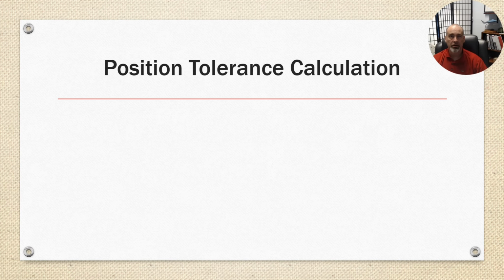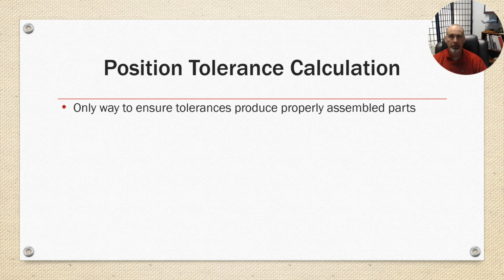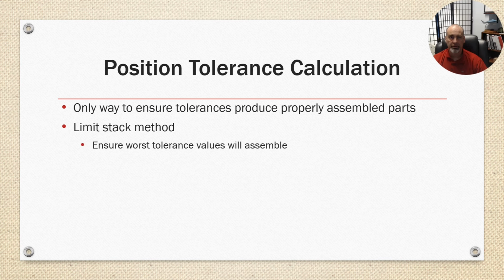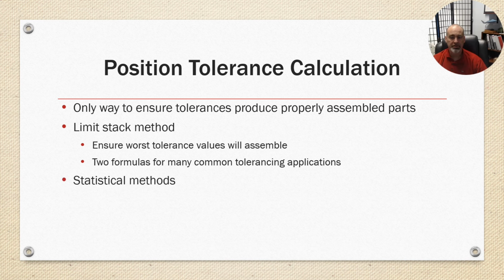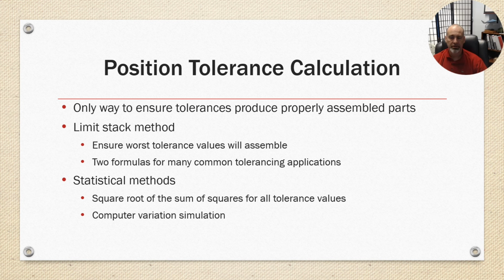Okay, position tolerance calculation. The only way to ensure tolerances are produced properly on assembled parts is the limit stack method. It ensures the worst tolerance values will be assumed, and there are two formulas for many common tolerancing applications. There's the statistical method, which is the square root of the sum of squares for all the tolerance values. And there's computer variation simulation.